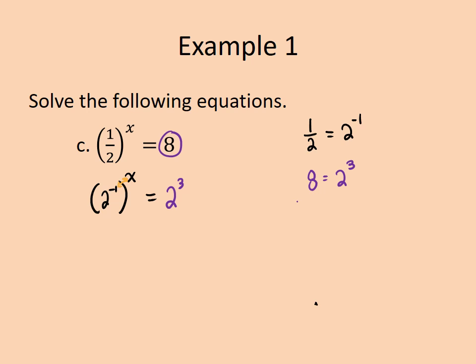Now, since this is a power raised to a power, we can multiply. So it becomes 2 to the negative x equals 2 to the 3rd power. Since they have the same base, we can use the one-to-one property to set the exponents equal to each other. So negative x equals 3. We divide by negative 1, x equals negative 3.